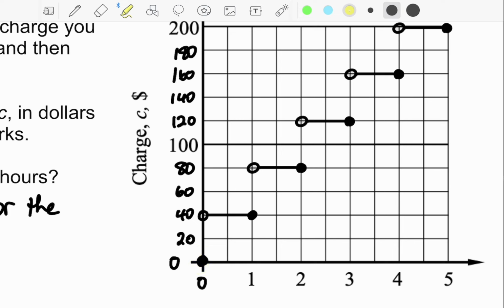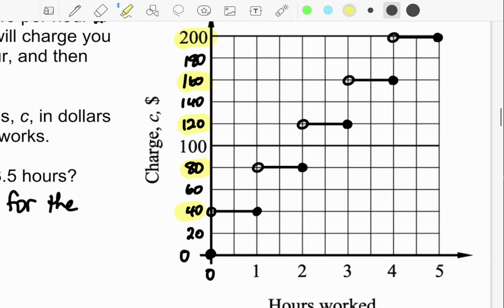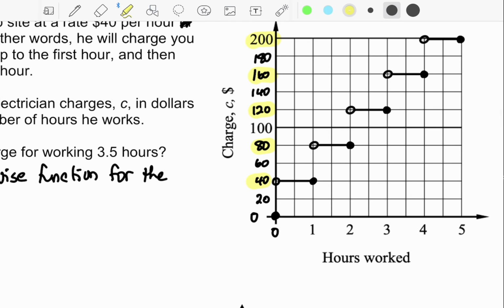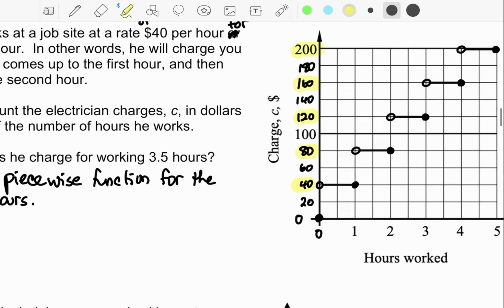But when you have a piece that involves a horizontal slope, it's just a y-intercept, because remember the model is y equals mx plus b. If the m is equal to 0, then we're looking at 0x plus whatever the y-intercept is. So the result is just going to be the y-intercept. And the y-intercepts here are 40, 80, 120, 160, and 200. They're just multiples of 40. So that should be easy enough.